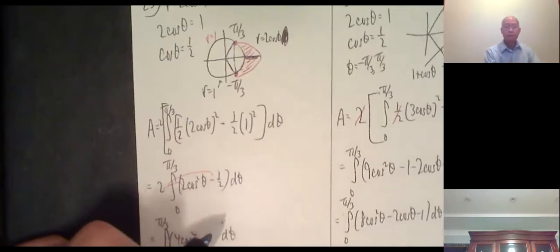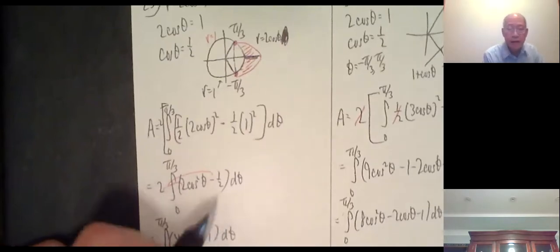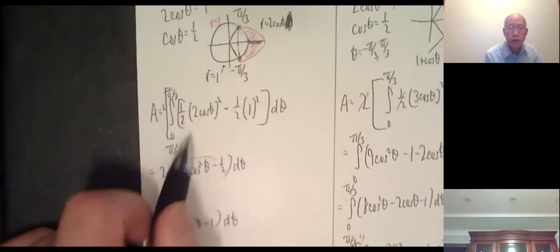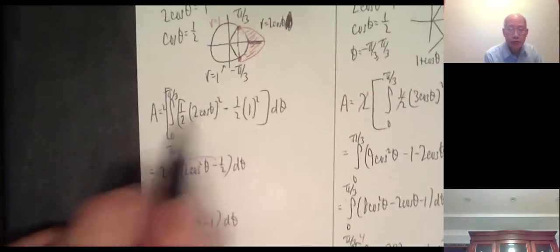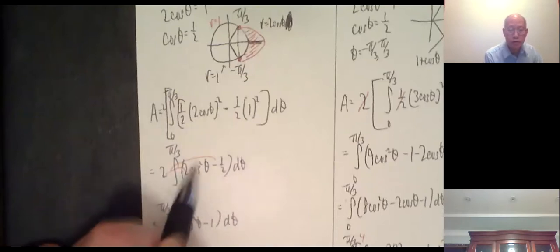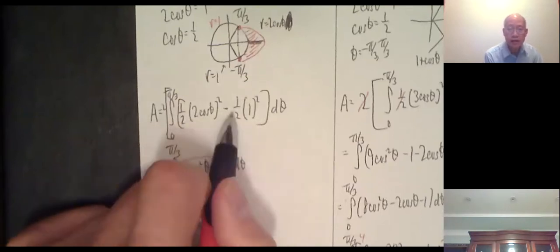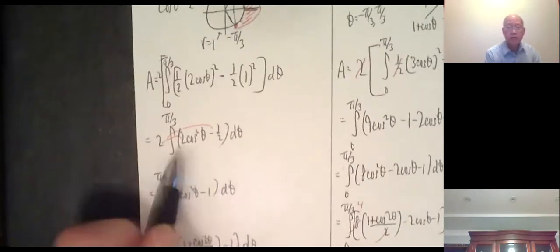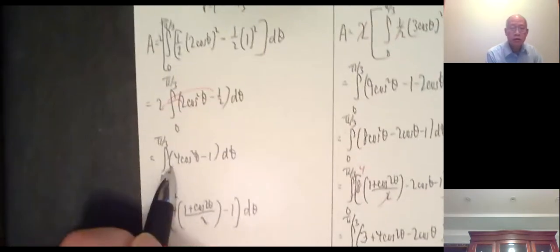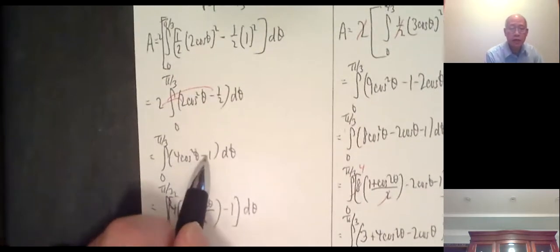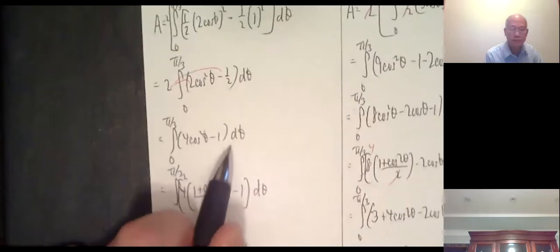Okay, so that's what happens. Now, what did I do over here? 2 squared is 4, times 1/2 is 2. So 2 cosine squared, and this is just minus 1/2. Okay, I'm deciding to distribute the 2 back in. Put the 2 back in. 4 cosine squared theta minus 1 d theta.